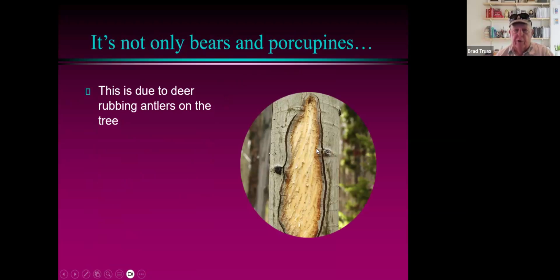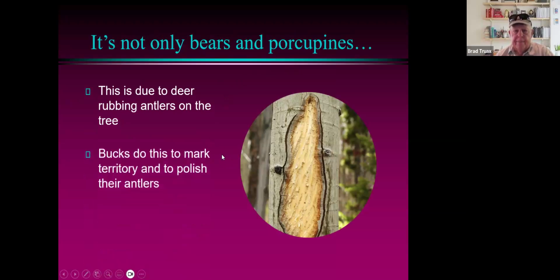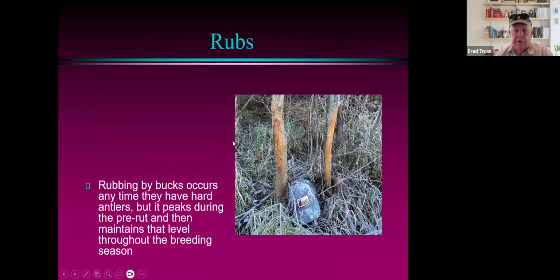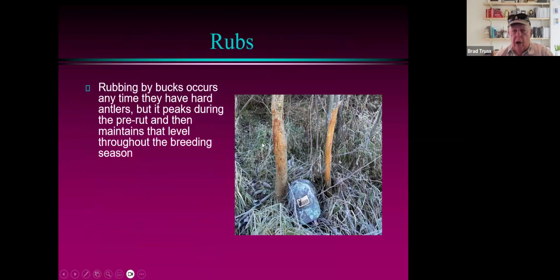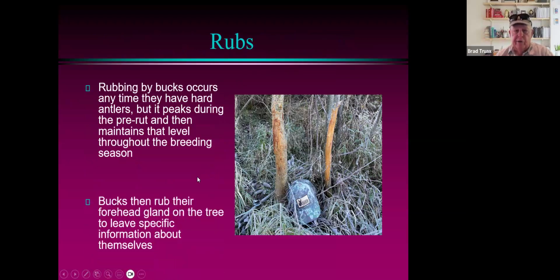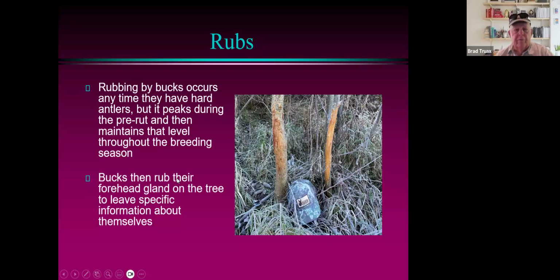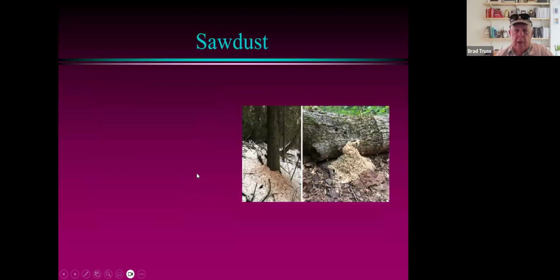This one is due to deer rubbing antlers on the tree. Bucks do this to both mark their territory and to polish their antlers. And this is again showing where a buck has rubbed antlers on the tree. Usually they only do it once they have hard antlers, and it peaks during the pre-rut, and they maintain that level during the breeding season. And bucks then rub their forehead gland on a tree to leave specific clues about themselves. So again, for mating purposes.